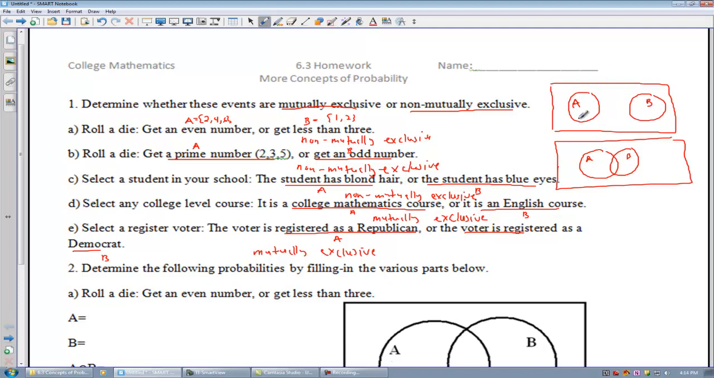Of course, you have all the people registered as independents, or Republicans or Democrats, but you see there's no overlap. You can't be both a Republican and a Democrat as registered. Okay, so there are some examples of non-mutually exclusive and mutually exclusive events.